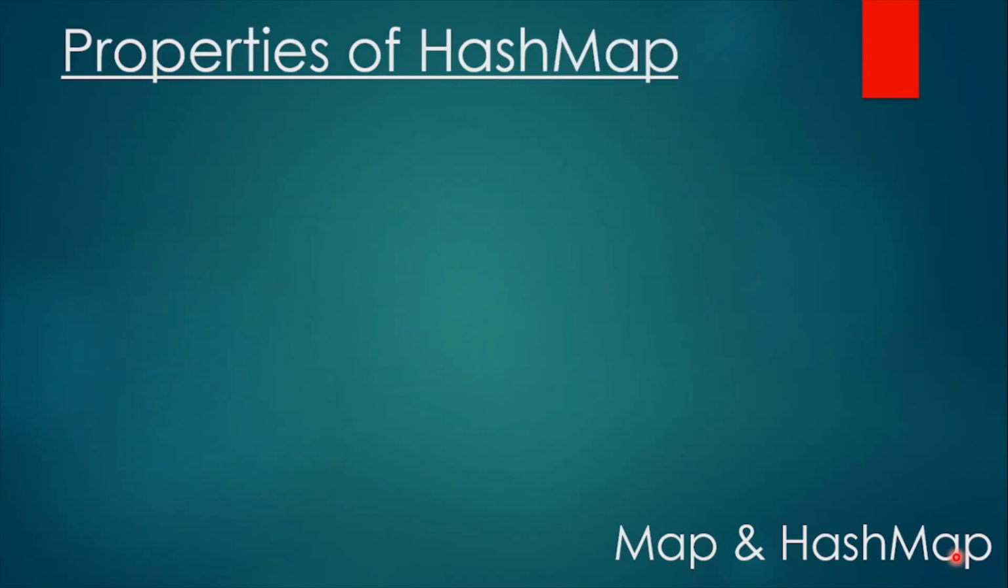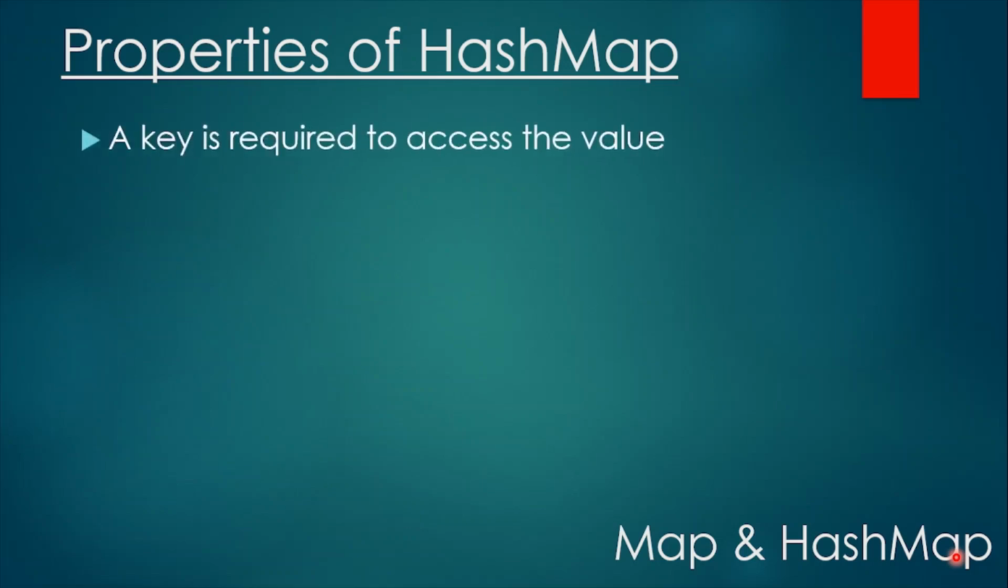Let's see HashMap in detail with an example. HashMap is similar to Hashtable, but it is unsynchronized. Hashtable is also a data structure which is used to map keys and values. So let's see what are the properties of HashMap. A key is always required if we want to access the values in the HashMap.